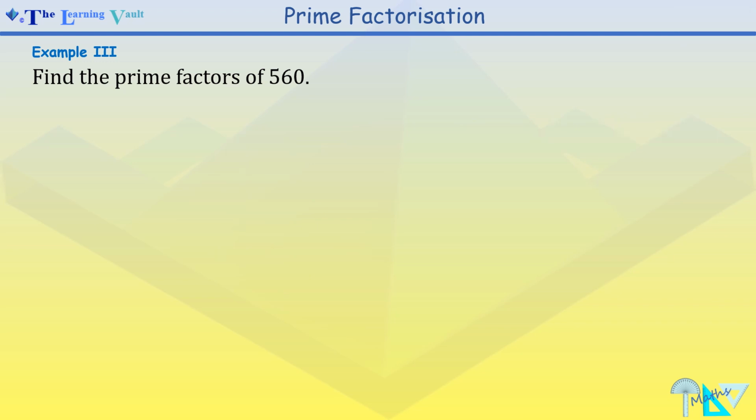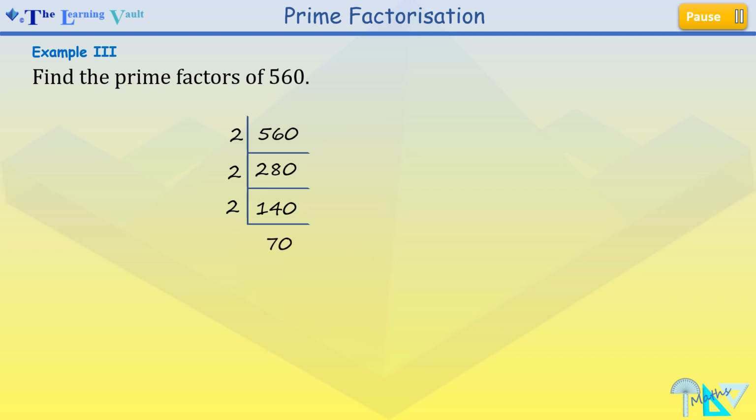Example 3. You may pause and have a go. Now let's find the prime factors of 560. Since it's an even number, we'll start with 2. So 2 into 560 will give us 280. And 2 into 280 will give us 140. Now 2 into 140 will give us 70. 2 into 70 will give us 35.